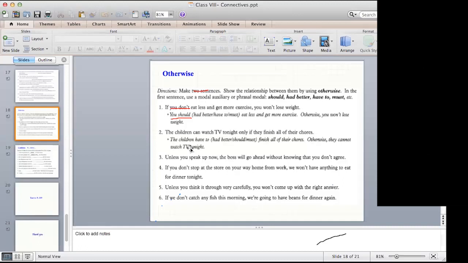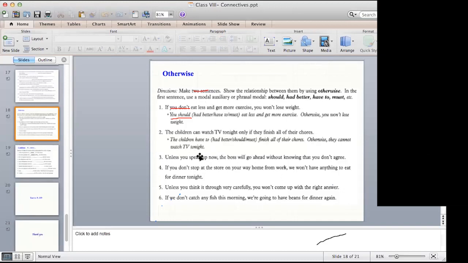Number 3, unless you speak up now, the boss will go ahead without knowing that you don't agree. Okay? Which means that you are going to say, for example, you must speak up now, full stop. Otherwise, the boss will go ahead without knowing that you don't agree. Okay? You should speak up now. Otherwise, the boss will go ahead without knowing that you don't agree.